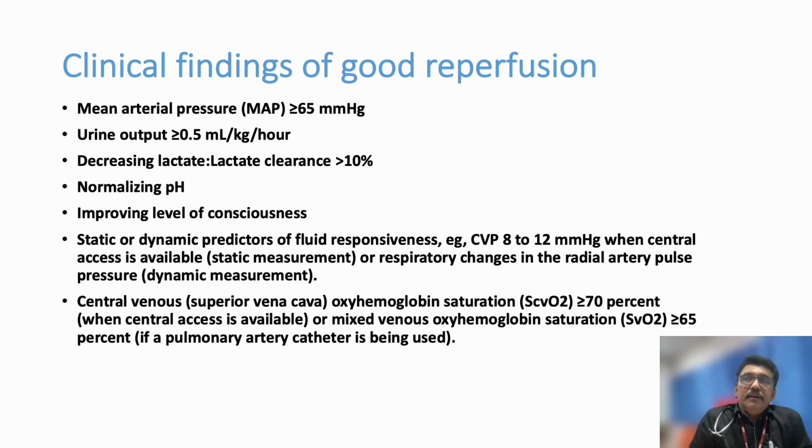Lactate clearance, initial lactate and lactate after 2 hours you can take, and lactate clearance can be calculated. If there is improvement of more than 10%, that is also good improvement. Normalization of pH in ABG value, improvement of GCS, and other variables like CVP, central venous oxyhemoglobin saturation. All these things also can be checked in these patients.